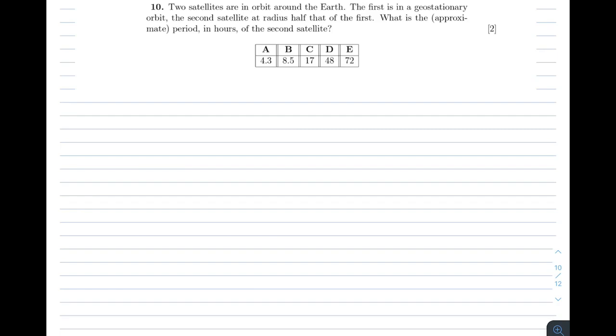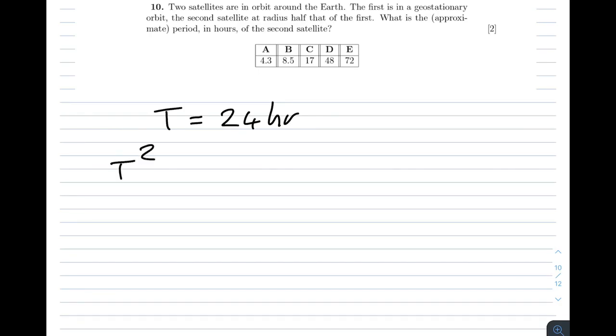Lo and behold, we have another Kepler's third law question. This question tells us that there are two satellites in orbit around the Earth. One is in a geostationary orbit, meaning it stays fixed above a certain position on the Earth's equator, and the second is at a radius half of the first. We need to find the period in hours of the second one, at the half distance radius. First of all, what is the period of the first one? The period of the first one is just 24 hours, as it orbits with the Earth.